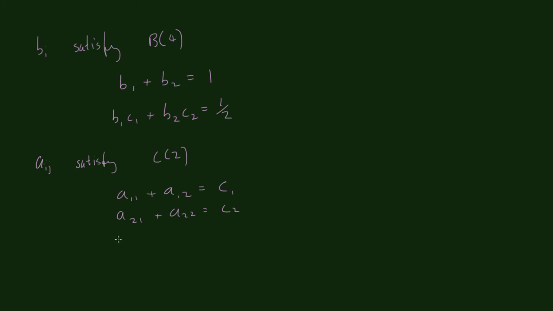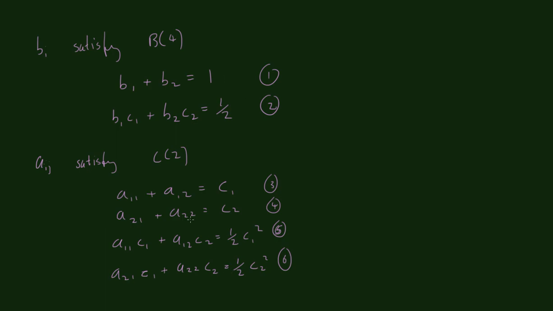and we've got the case when l is equal to 2. So we've got A11 times C1, which is going to be 0, but I'll leave it in there for completeness, and A12 times C2 is equal to 1/2 C1 squared, and A21 C1 plus A22 times C2 is equal to 1/2 times C2 squared. So again, we have 6 equations and 6 unknowns. Remember, we know what C1 and C2 are.